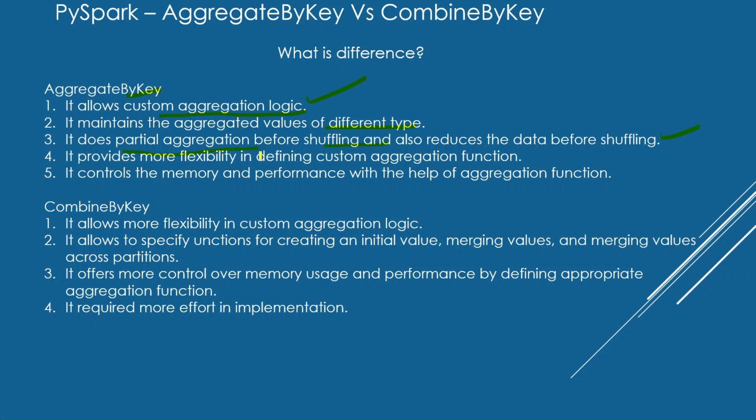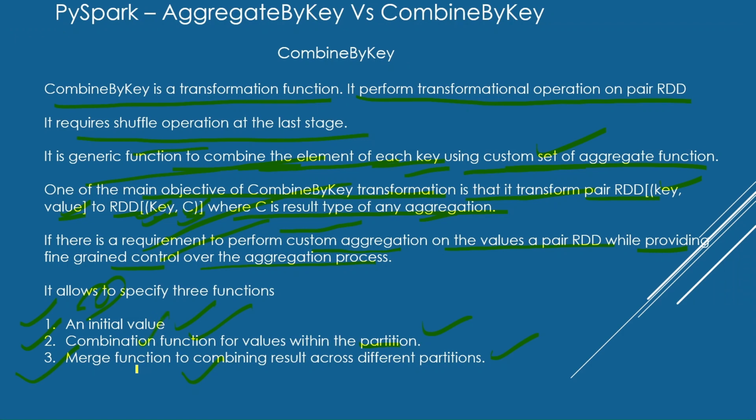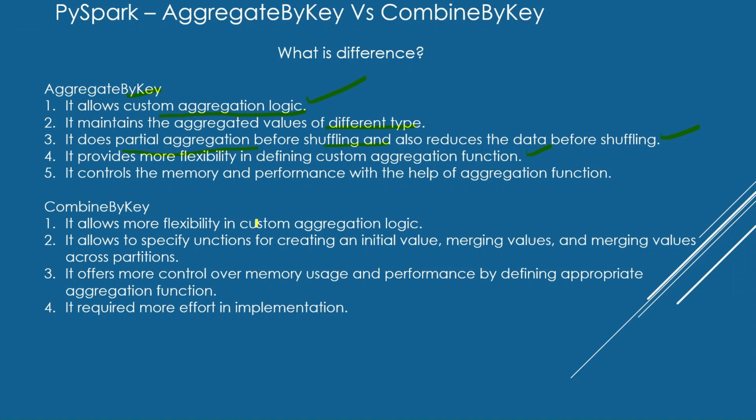It provides more flexibility in defining custom aggregation functions. So there are 2 custom aggregation functions, these are the 2 custom aggregation functions. So we can write custom logic in them. If there is a requirement to do custom logic, or if you want to perform aggregation based on custom logic, then we can use aggregate by key.